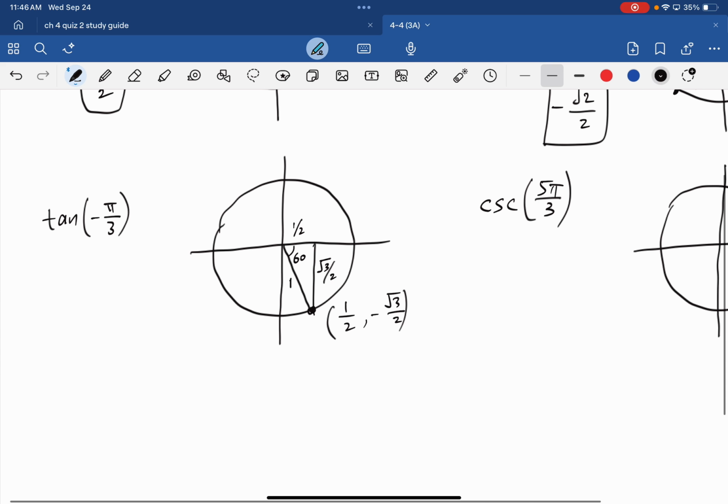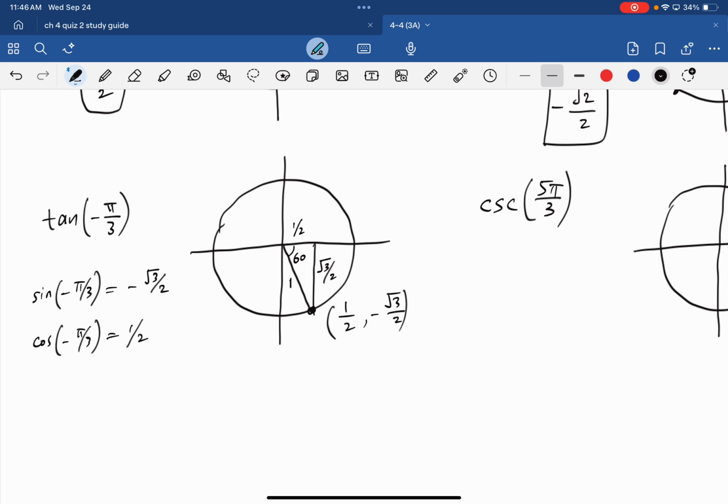So that means that sine of negative pi over 3 is equal to the y value, which is negative root 3 over 2. And cosine is positive 1/2, because it's the x value. And then tangent is sine over cosine. So that means we're left with negative root 3 over 2 divided by positive 1/2, which is negative root 3.